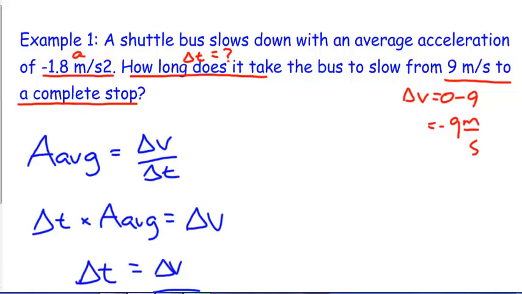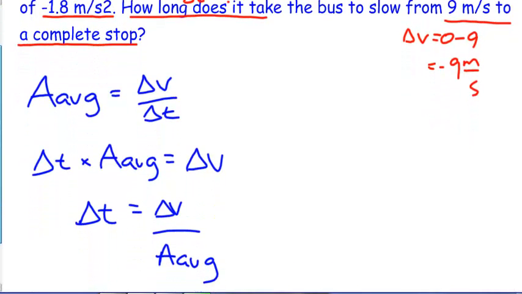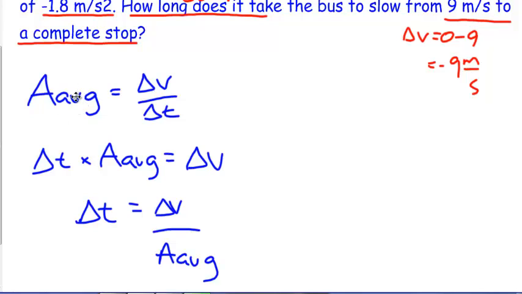Now, when I want to find the delta t, I can rearrange my equation. I know that average acceleration is equal to delta v over delta t. If I multiply both sides by delta t, I get delta t times a average is equal to delta v. And to get delta t by itself, I would divide both sides by a average, and I get delta t equals delta v over a average. So I'm using the isolation of the variable, in this case delta t, because that's what it asked me to solve for in the problem.